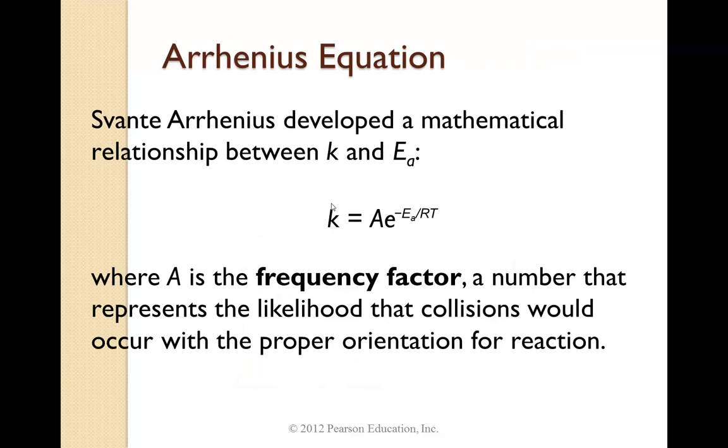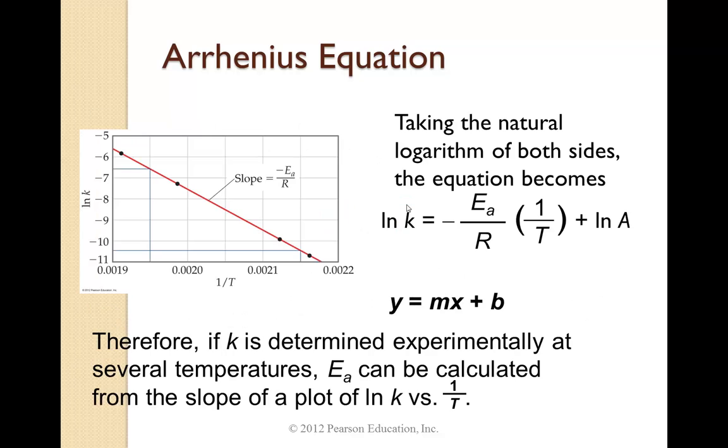Svante Arrhenius developed a mathematical relationship between k, the rate constant, and the activation energy, where A is the frequency factor, a number that represents the likelihood that collisions would occur with a proper orientation for the reaction. Taking the natural logarithm of both sides, the equation becomes this, which actually matches up very nicely to the slope-intercept equation.